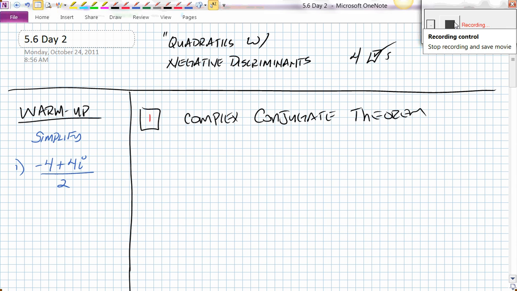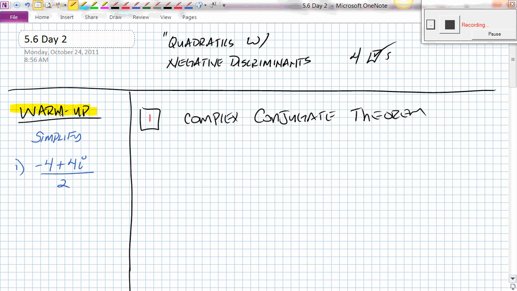Okay, so this is section 5.6, day 2. We're talking about simplifying negative square roots, sorry about that, and quadratics with negative discriminants. So before we begin, we had a couple warm-up problems here.